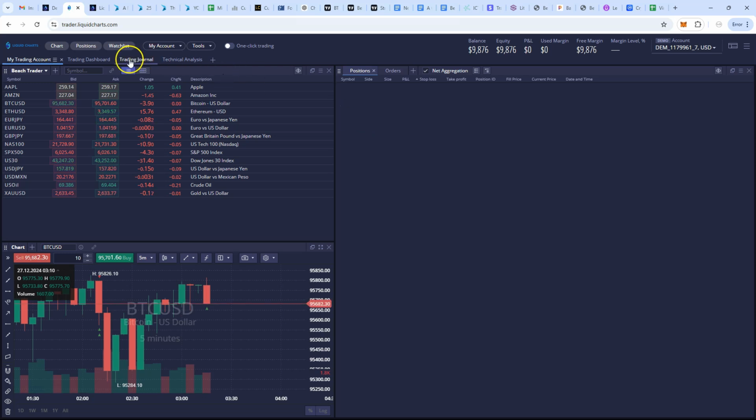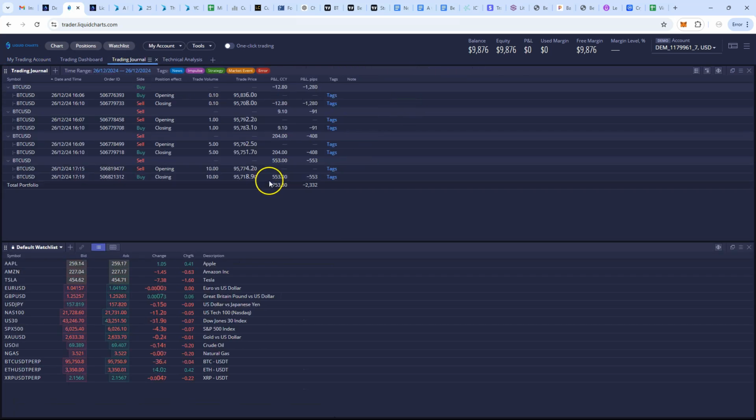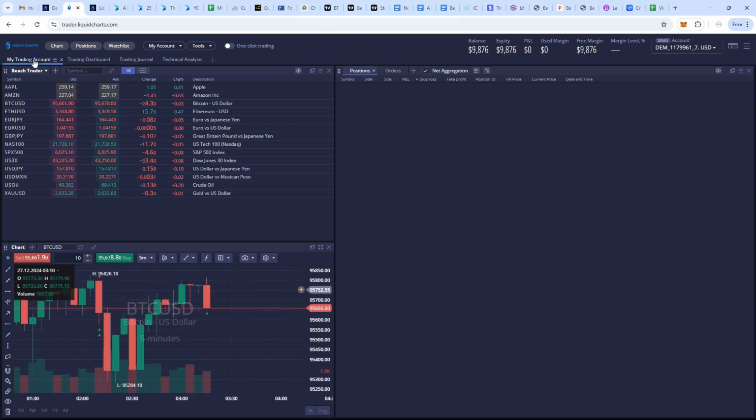And let's look at the trading journal. On the trading journal, I just won $553 and we're out of that trade, and that's it. Very, very simple, you guys. Very simple to trade this way. And that is a stop loss and take profit.